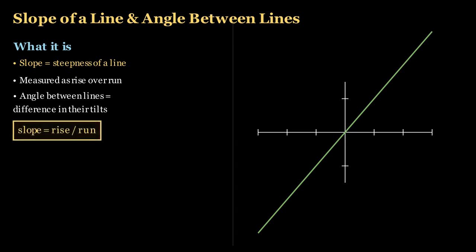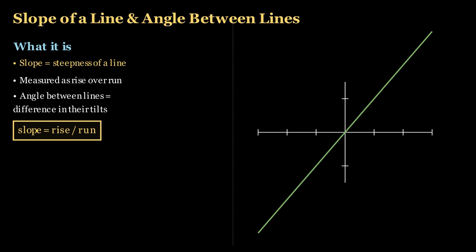Now, if you have two different ramps meeting at a corner, the angle between them is just how much one ramp is tilted compared to the other. In coordinate geometry, we can find that angle just by knowing the slopes of the two lines. So slope is the basic measure of a line's direction, and the angle between lines tells us how those directions relate.